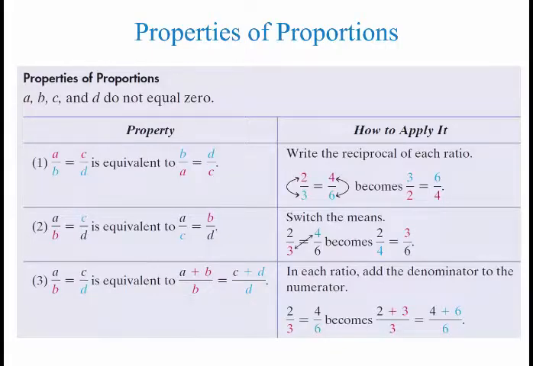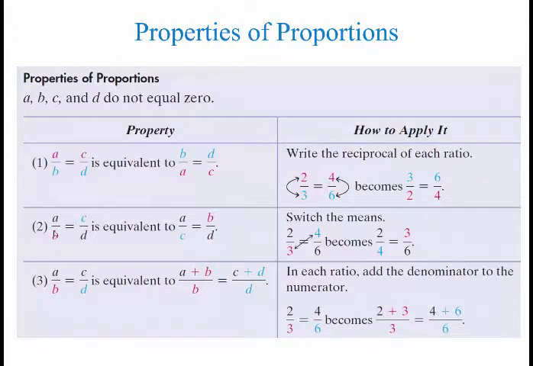Let's talk about the three properties of proportions. If you have these variables a, b, c, and d, and none of them equal 0, we have this first property. If a to b is equal to c to d, that's equivalent to b to a is equal to d to c. Really it's just the reciprocal, or flip, of the proportions. So if we have 2 to 3 is equal to 4 to 6, by flipping it, 3 to 2 is equal to 6 to 4. You're just flipping each fraction.